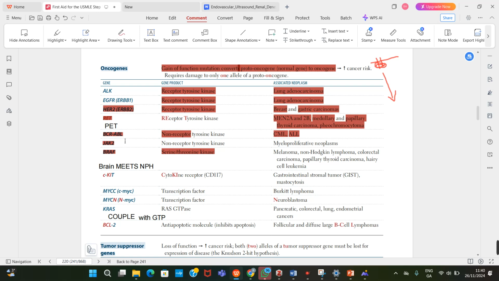It undergoes a constitutive activation. Once this translocation happens, the tyrosine kinase activity is constitutive. You don't need to bind to any receptor. It fires. So it is a non-receptor tyrosine kinase, in CML and ALL. Another example of a non-receptor tyrosine kinase is JAK2. You cannot forget this. BCR-ABL and JAK2 are non-receptor tyrosine kinases.